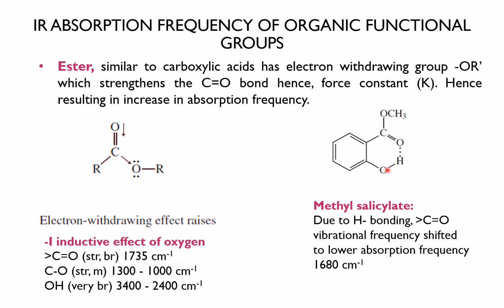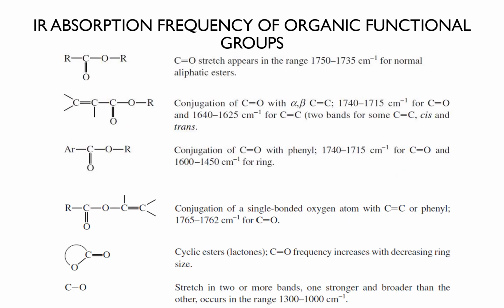But if we compare with methyl salicylate, where we have ester group and OH group is also present, there is intramolecular hydrogen bonding. And due to intramolecular hydrogen bonding, this carbon-oxygen double bond frequency is going to shift towards a lower value, which is 1680 centimeter inverse. Sorry, here by mistake I have shown this OH value. For ester we don't get OH because we don't have an OH functional group. So let's see how the value for ester changes.